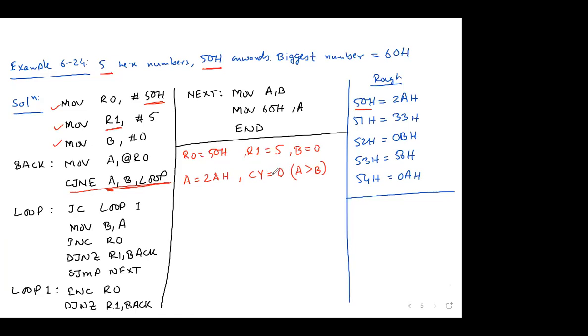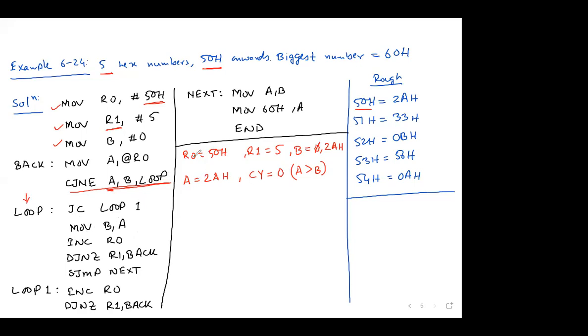Have you understood up to this? I'm trying to go very slow over here. Yes, sir. All right. So now we'll jump to this loop. Jump if carry to loop 1. We don't have a carry, so the condition is violated and we don't have to worry about that. Then MOV B, A. Initially we had B equal to 0, but this will be replaced by 2A because we are moving the content of A to B.